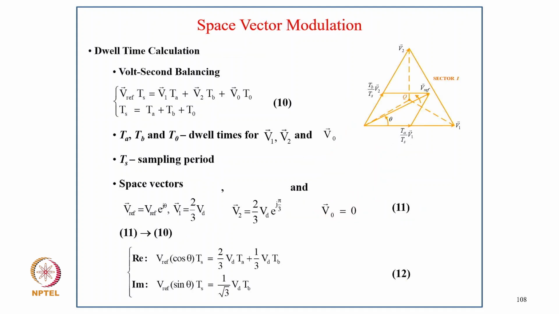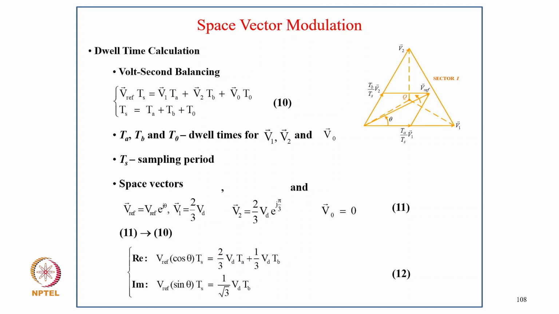So now coming to dwell time calculation, volt-second balancing is required. So V reference TS equal to V1 TA plus V2 TB plus V0 T0, and TS equal to TA plus TB plus T0, where TA, TB, and T0 are the dwell times for V1, V2 and V0, and TS is the sampling period. The space vector V reference equal to V reference e to the power j theta, V1 equal to 2 by 3 Vd, and V2 equal to 2 by 3 Vd e to the power j pi by 3, and V0 equal to 0.